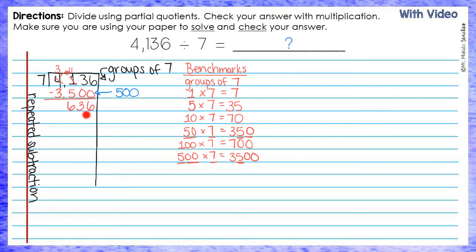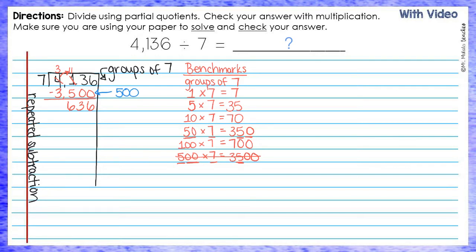We have 636. When we come back to our benchmarks, we can't take away 3,500 because that's too large. So we're just going to cross that one out. We can't take away 700 because that's also too large. We can take away 350. But if we take away 350, we're going to have a lot more subtracting to do. And we don't want to keep subtracting and subtracting and subtracting. We want to be able to use our benchmarks and do more mental math to make this problem simpler.